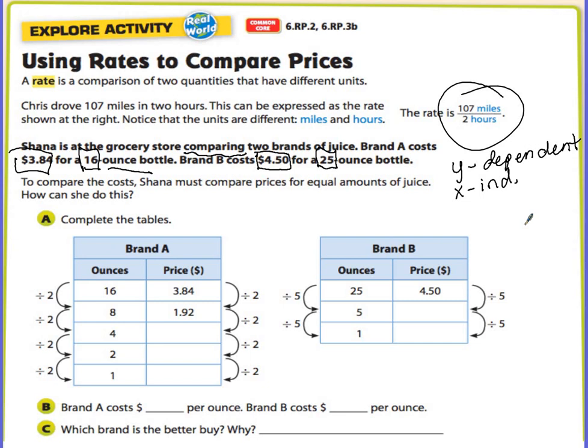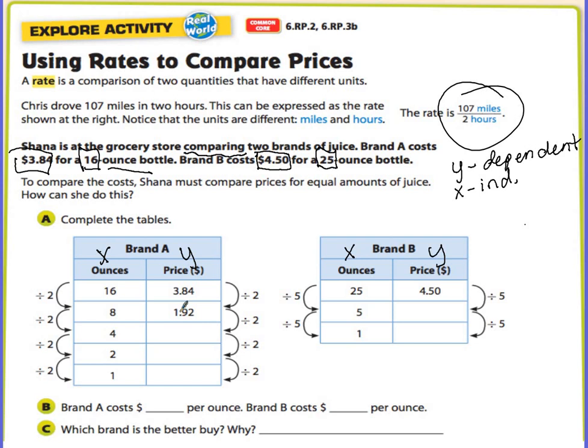In this case, if you look at the ounces versus the price, the price is going to depend on how many ounces you buy. So the y in this case is the price, and the x is the ounces. Notice over here we have again x and y. Then we're going to find their unit rate. There are multiple ways that we can do this. We can look at the fact that we have 16 and $3.84, and both of those are divisible by 2. When I divide those by 2, I get 8 ounces, and I'm paying $1.92 per 8 ounces.